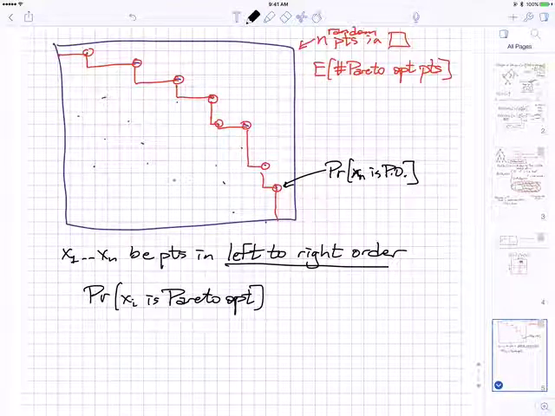Yeah. That no points to the left of it are greater. No points to the right are higher. Right. Yes.